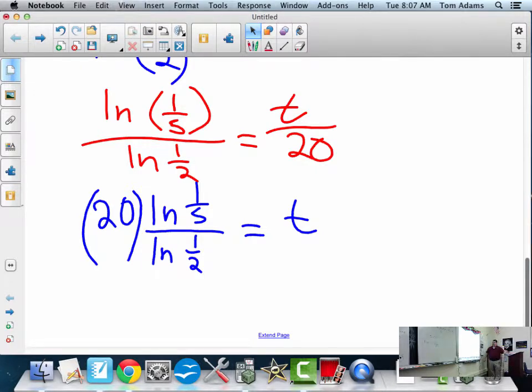It's really funny. All right, so now the natural log of 1/5, it looks kind of funny, but that's actually a number, right? And the natural log of 1/2, it looks kind of funny, but that's actually a number. So it's 20 times a number divided by another number. That makes sense? So now let's just do it.